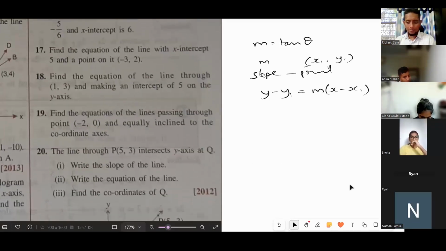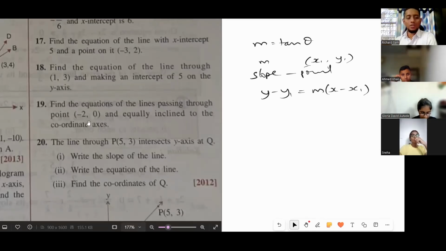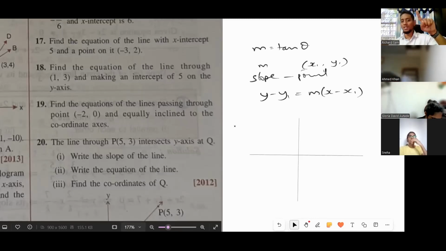Question 19. Find the equations of the lines passing through the point and equally inclined to the coordinate axis. What is coordinate axis? No, that's not reflection. They're just asking you to find the equations of the lines. How many lines? There are multiple lines, not one equation, passing through the point (-2, 0).